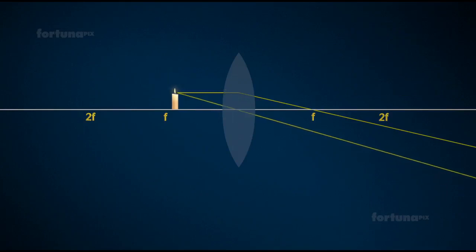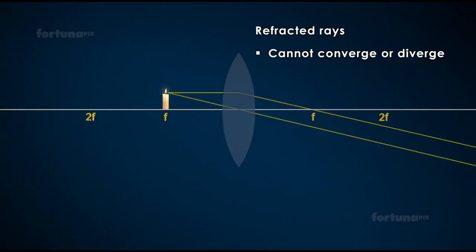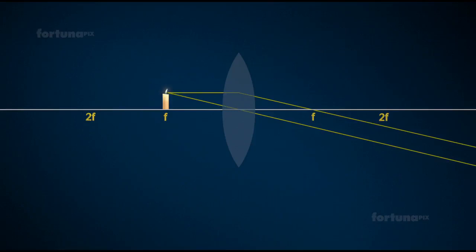When the object is placed at the focus F, no image will be formed. Because of the location of the object, the refracted rays cannot converge or diverge. Instead, they will simply travel parallel to one another for an infinite distance, unable to produce an image.